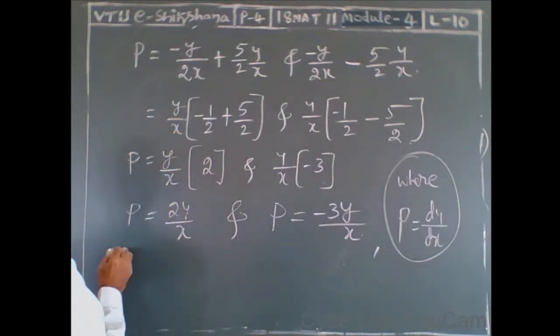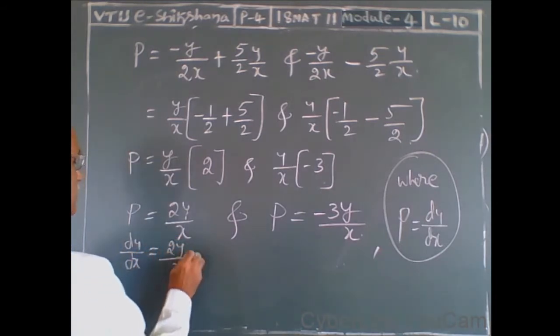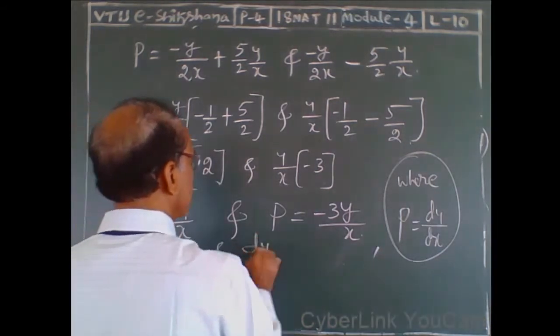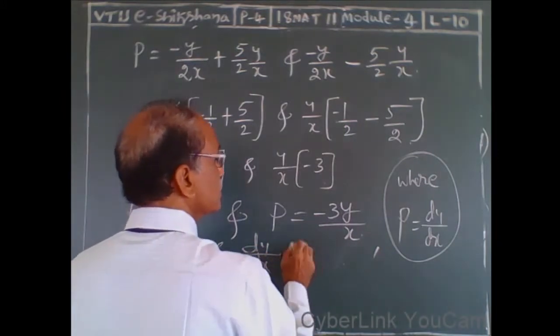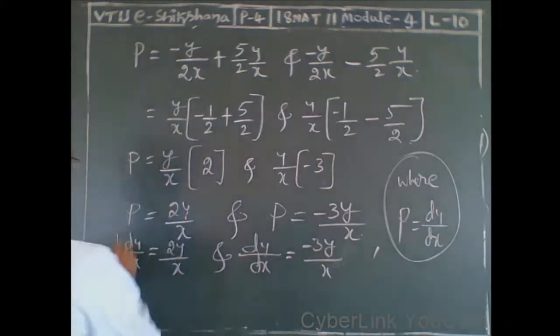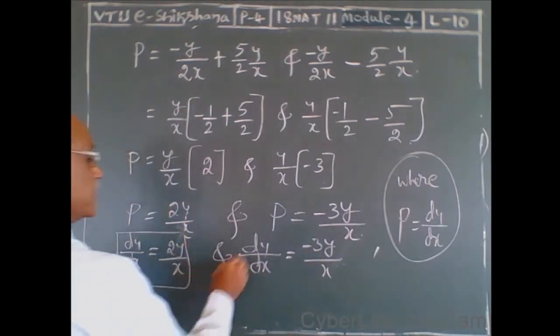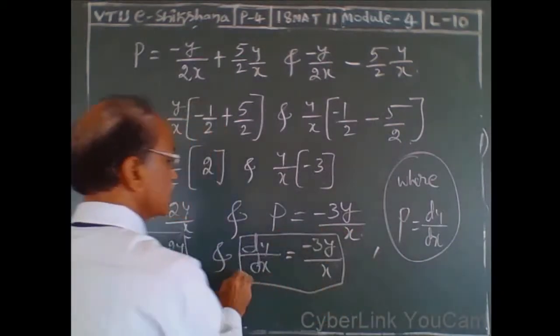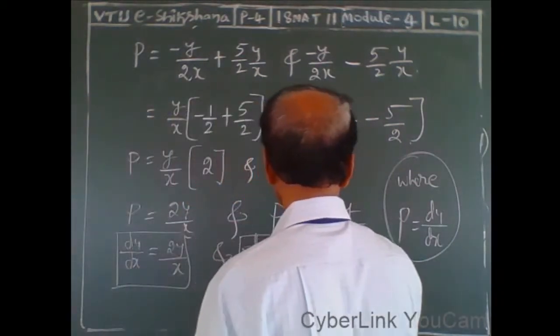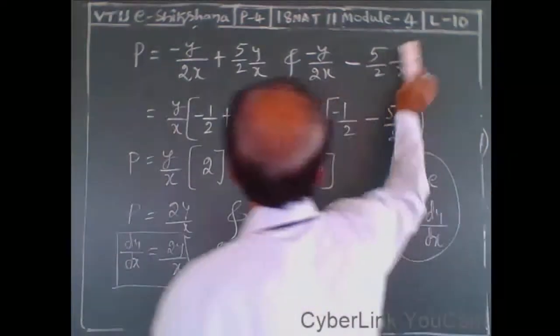So we replace p, that is dy by dx is equal to 2y by x, and dy by dx is equal to minus 3y by x. So this is one equation and this is another equation. Two different differential equations you have to solve, both.